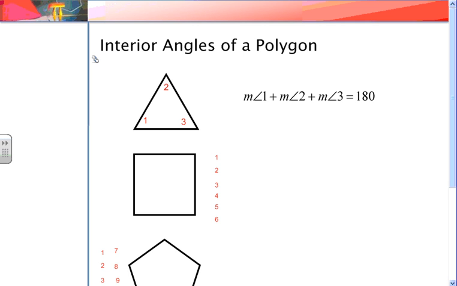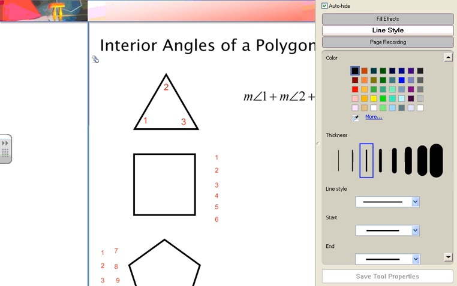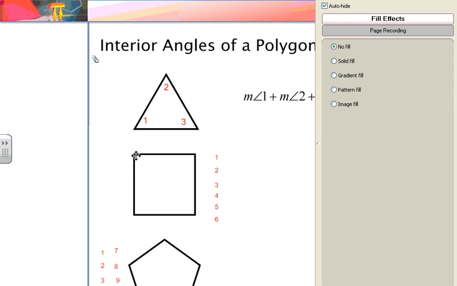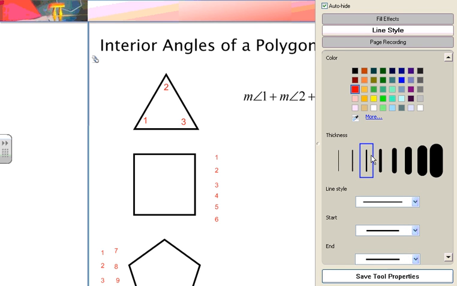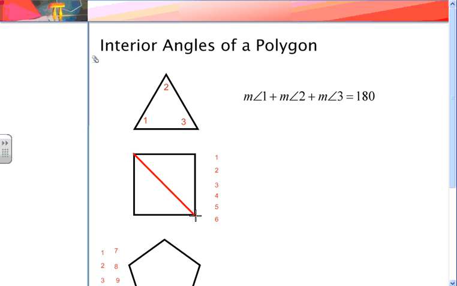Well, our strategy for this is going to be to draw in one diagonal. Actually, I'm going to draw in all the diagonals, but I'm going to draw the diagonals from the same vertex. So if I draw a diagonal here, essentially I've just created 2 triangles. So let's look at the angles of these triangles. Here's 1, here's 2, here's 3, right? So what do those 3 angles add up to? Well, since it's a triangle, those 3 angles add up to 180.